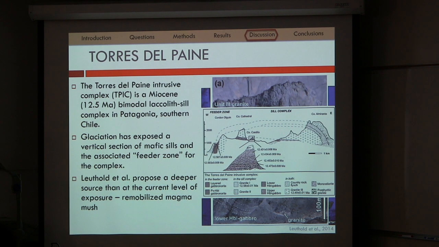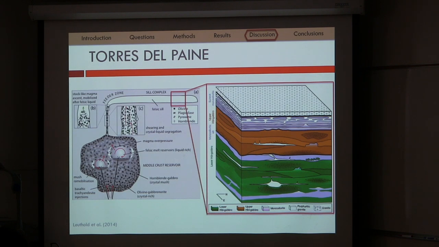Okay, and so this is their schematic for how this worked out. And so you have your feeder zone over here, and then you have your sills that are these little dark zones in here. And so they propose, and I'll show you this on the next slide, that you had a deeper mid-crustal magma chamber, which had components that were remobilized and kind of stuck in that feeder zone. So here you go, here's their model.